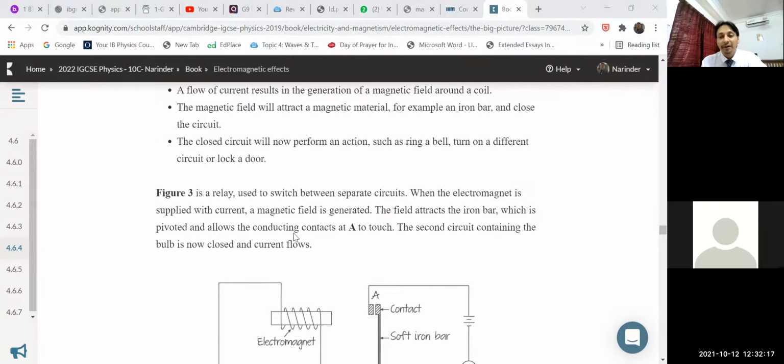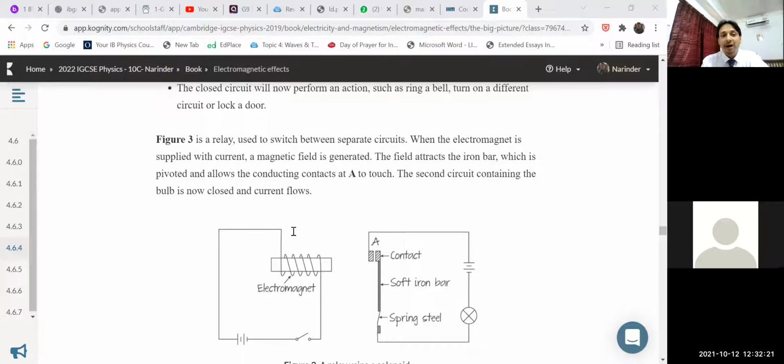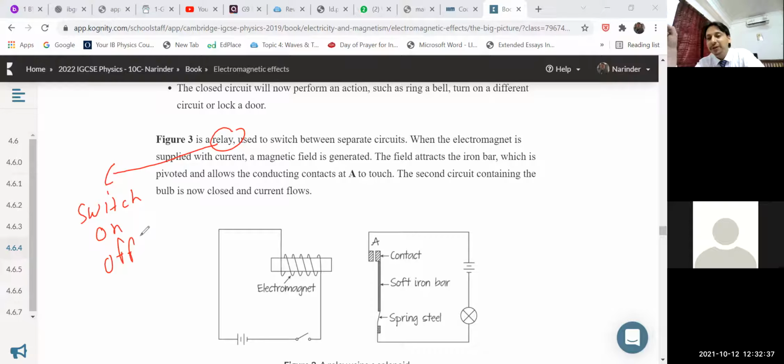A relay. Listen carefully, 10th class students. Relay, R-E-L-A-Y. Relay is basically a switch. And if it is a switch, then you know the purpose of a switch is to turn on and off, to make the current flow in the circuit, or to disconnect the circuit. Means the switch is on or off. We have two possibilities in a switch, either it can be on or off. There is no other third option.